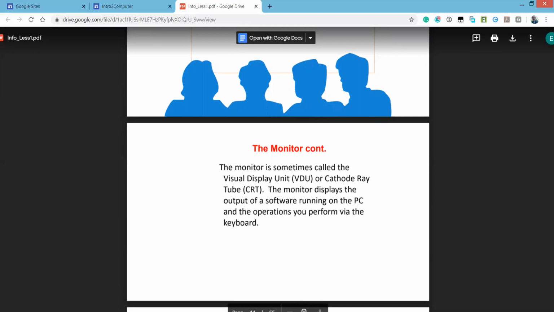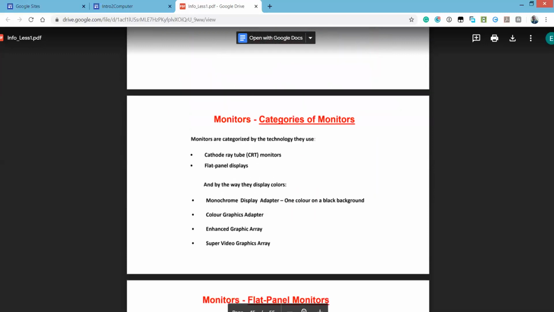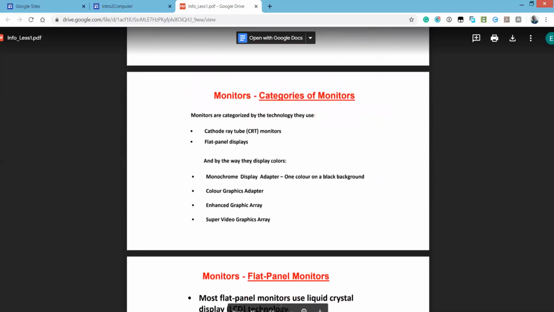Whatever is happening in the computer, the monitor displays it for you to see. Without the monitor, you won't be able to see anything going on in the computer. So the monitor helps you to see the things that are going on. And we have the VDU and the CRT. Currently those two are becoming obsolete, but basically they are all part of monitors.